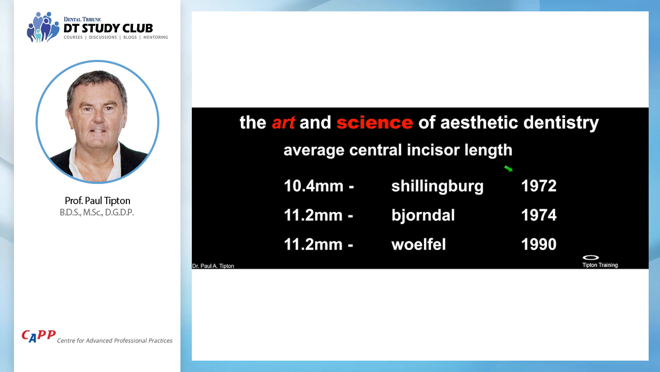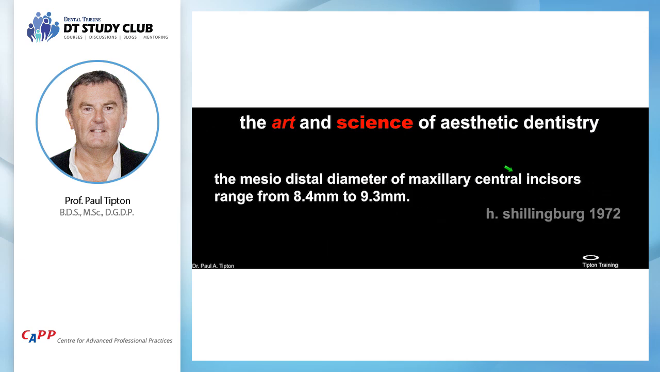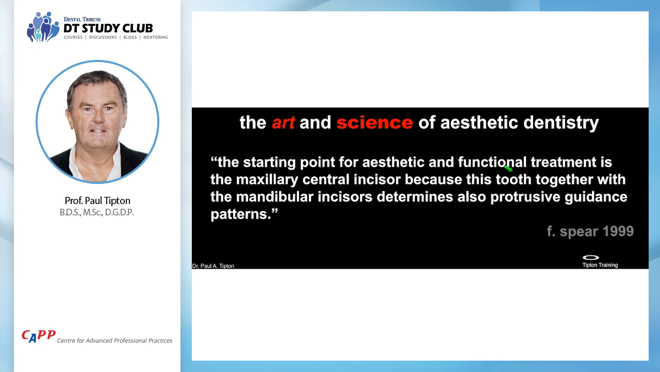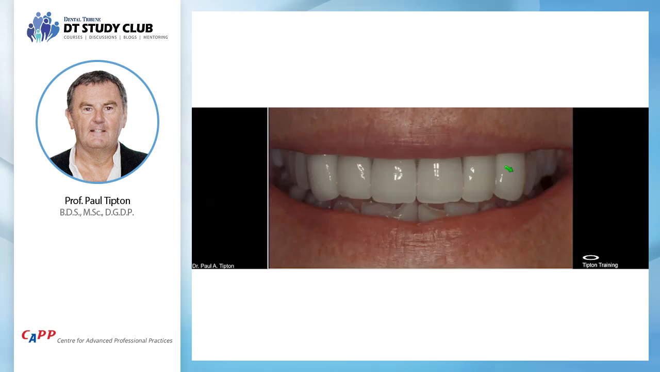Average length, we've already mentioned. Widths, 8.4 to 9.3 millimeters. Pleasing width to length ratio, 75 to 80%. It's the starting point. Our central incisors are the starting point. So we need to get central incisors right.